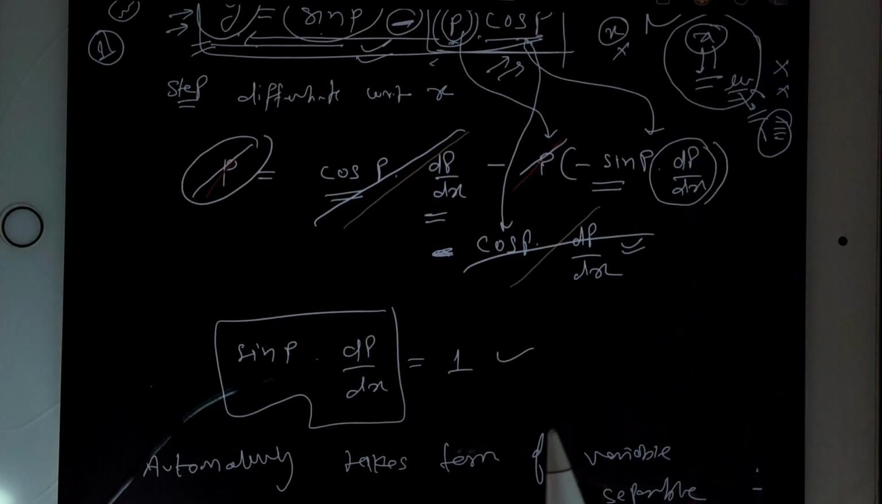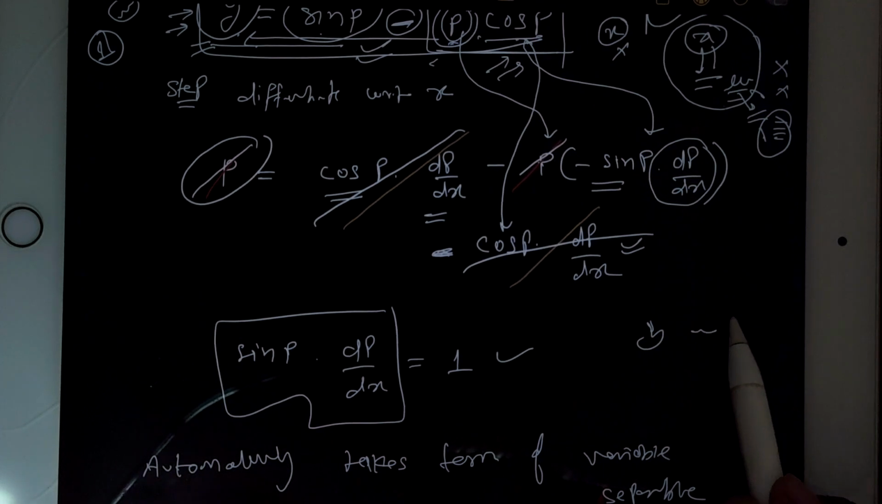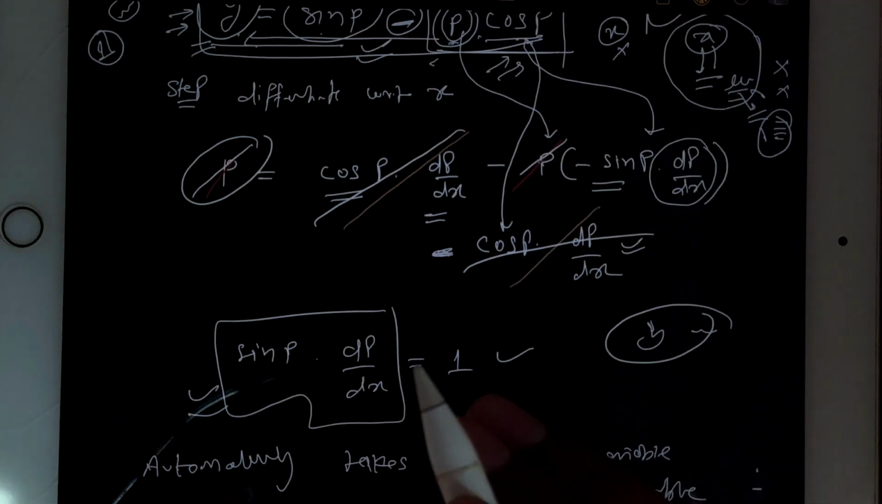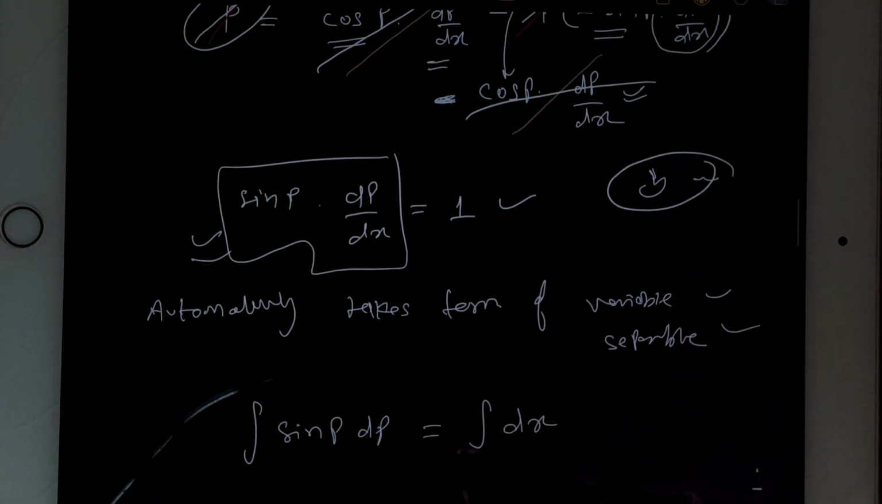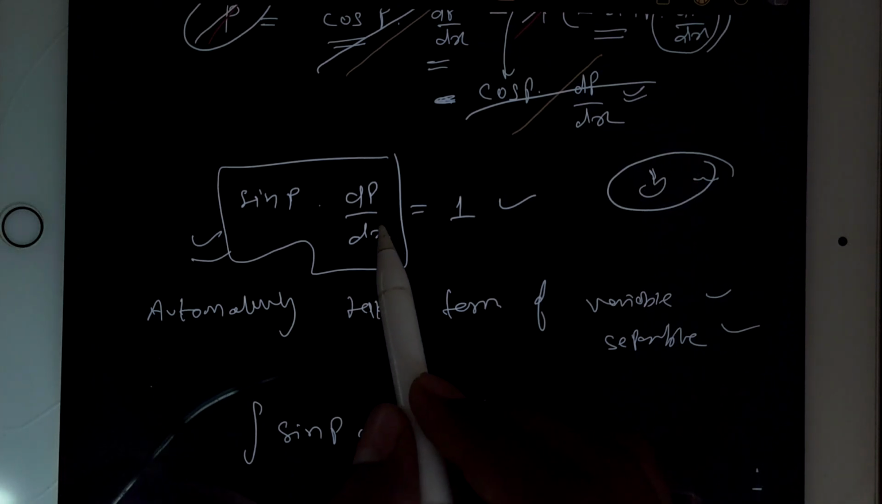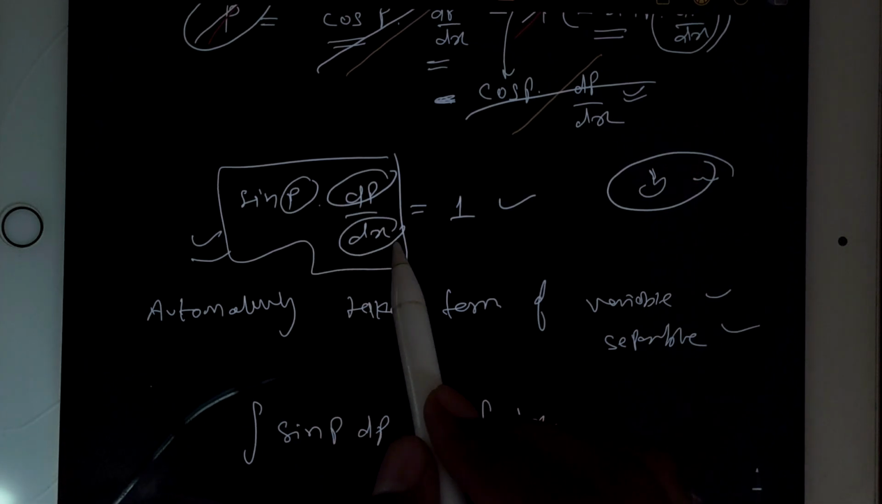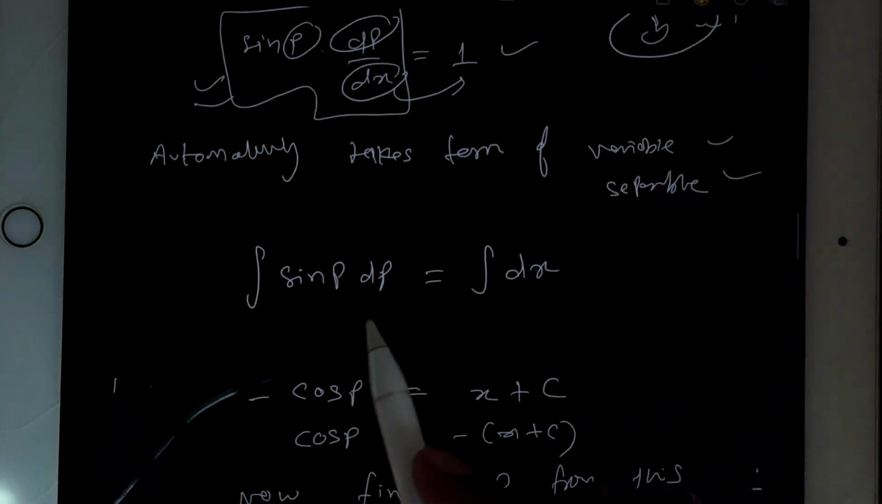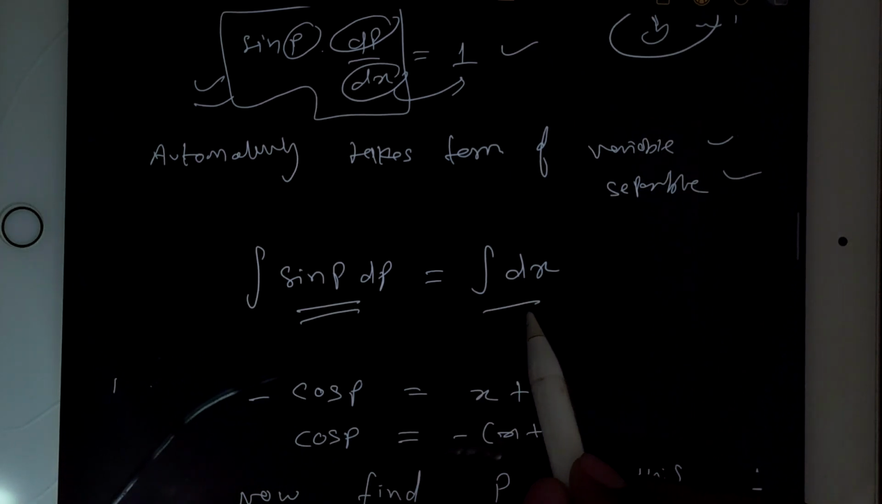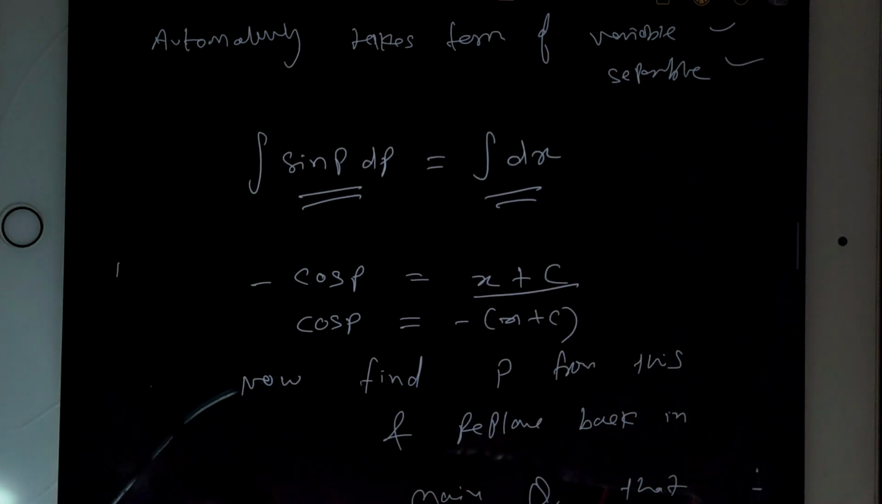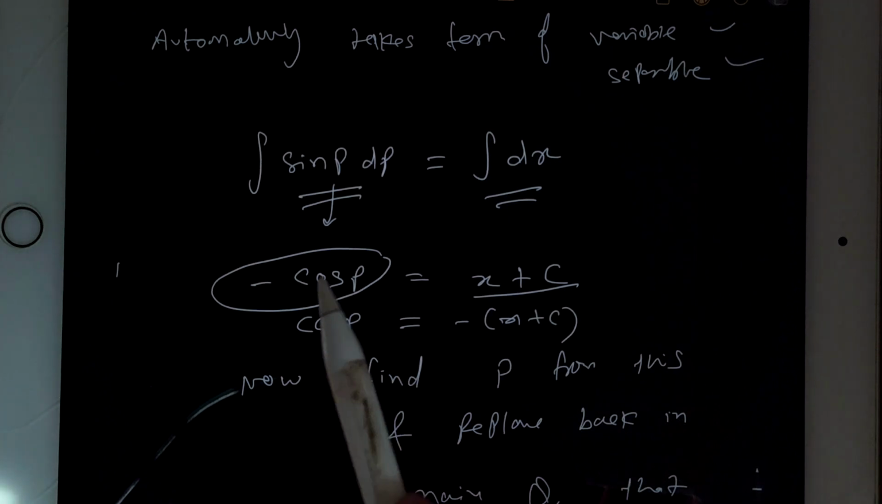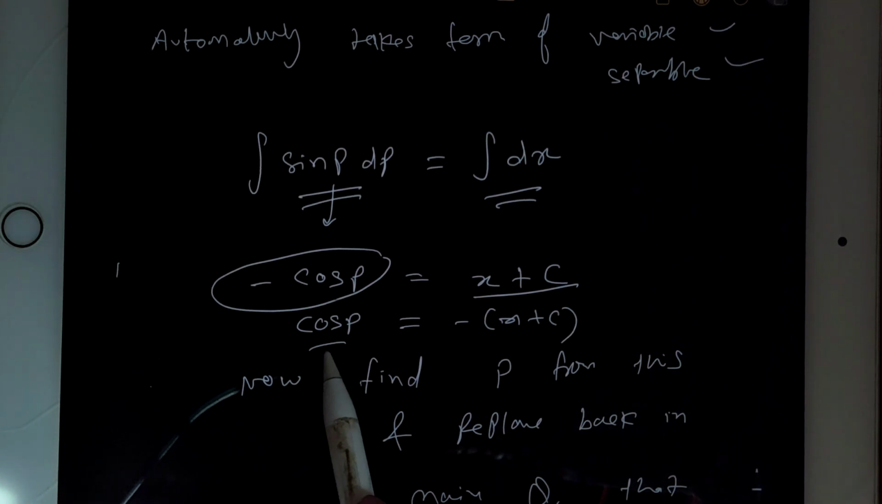Always remember, when you are solving for y or x, it automatically takes the form of the variable separable method, which is easier for you now. Separate the variables: p term on one side, and dx term on the other side. So sin p dp is equal to integration dx. Integration of dx becomes x plus constant c, and this side becomes minus cos p, because when you integrate sin p, it becomes minus cos p. Send the minus sign here.